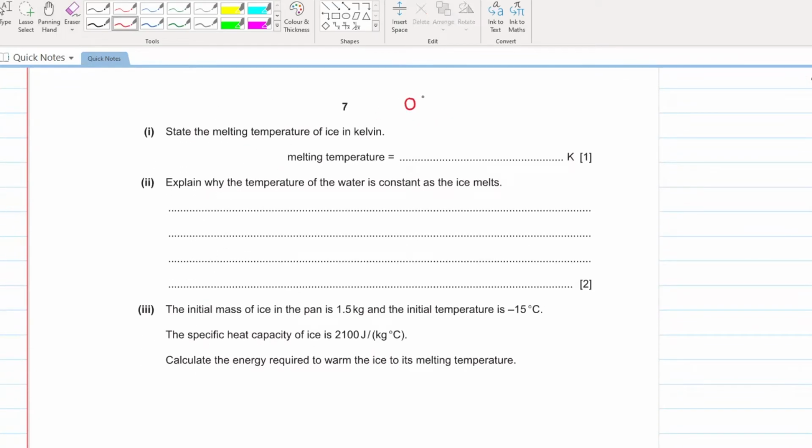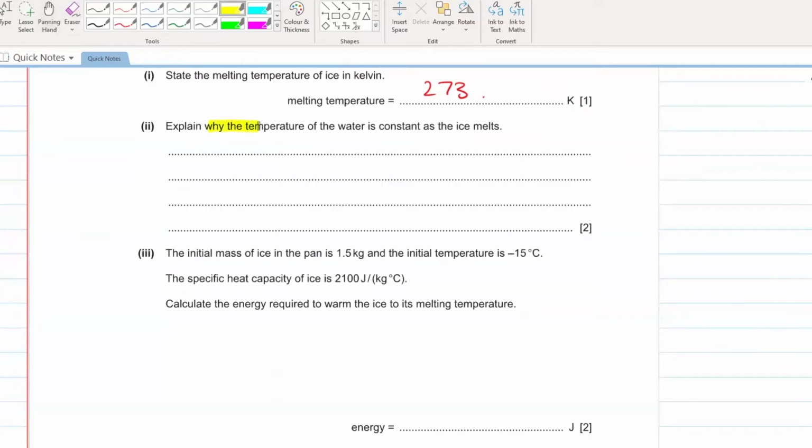So, write down this conversion: degree centigrade plus 273 is equal to Kelvin. So, if the temperature is 0 degree centigrade, your Kelvin will be 273. Simple as that. Nothing complicated here. Now come to the next part.